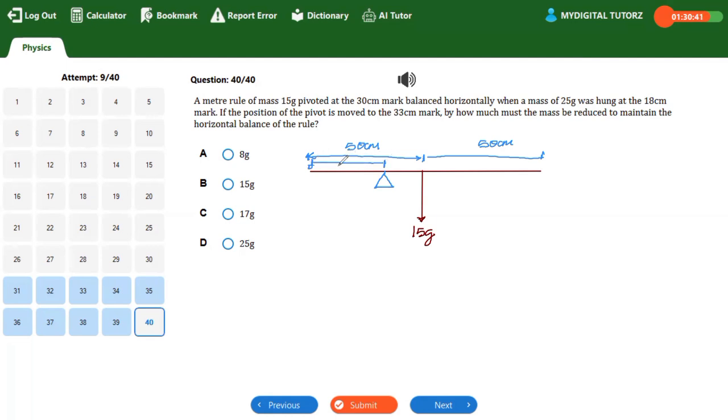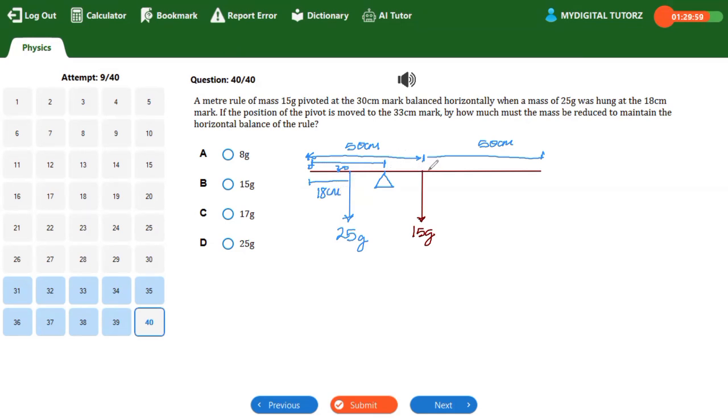30 centimeter. So when a mass of 25 grams is hung at 18 centimeter, if from here to here is 30, so let's say here is 20, here is 20, maybe here should be 18, just an assumption. Let's say here is 18. That is where we hang a mass of 25 grams. So we hang 25 gram here, and that is at a distance of 18 centimeter.